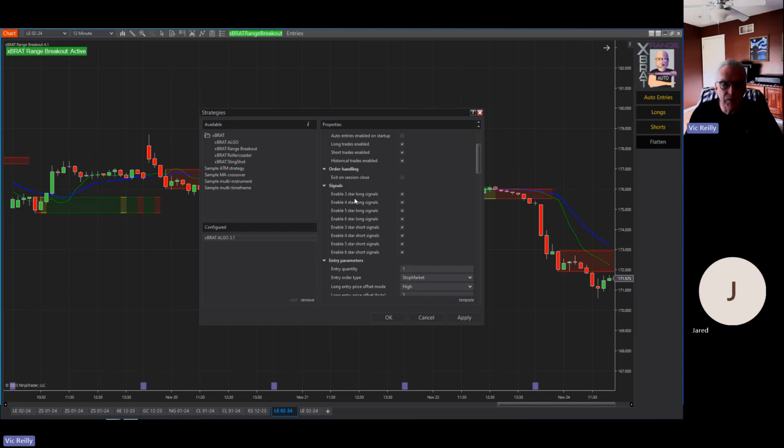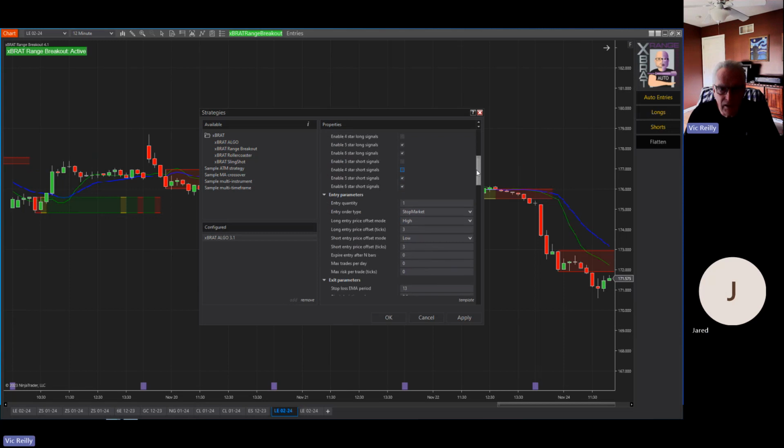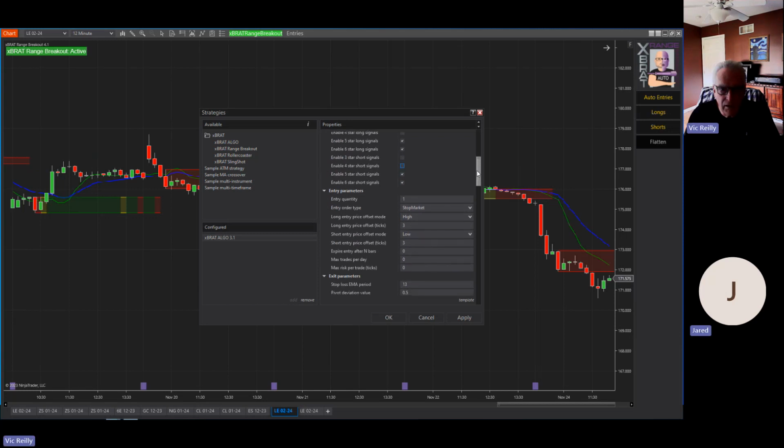Here, it'll give you some options though. If you have the indicators just running on the chart, you'll see it print the 3s, 4s, whatever. Here you can do the same thing. On the signals, you can say I don't want to enter on 3s or 4s, I only want to enter on 5s and 6s, and you can uncheck them. But the logic of the actual xBrat or range breakout or whatever, that's all buried underneath here and so forth.